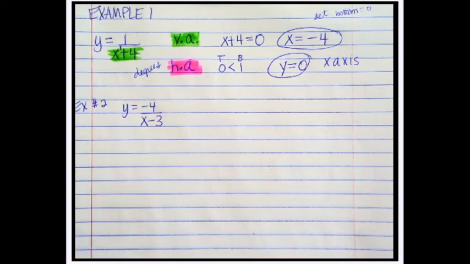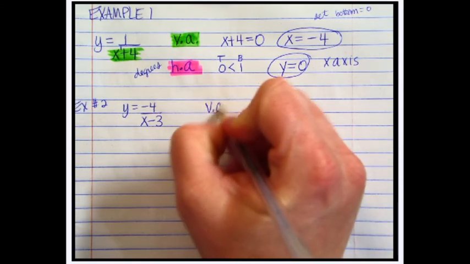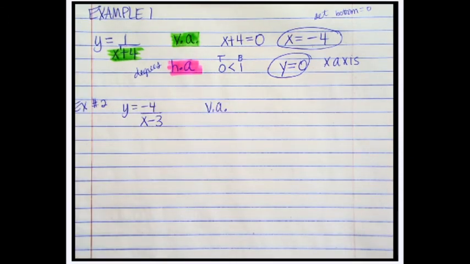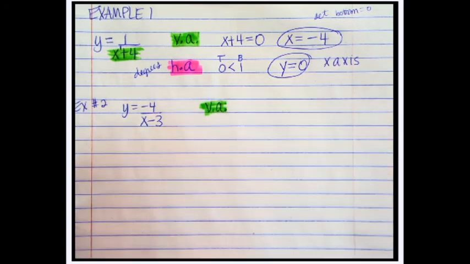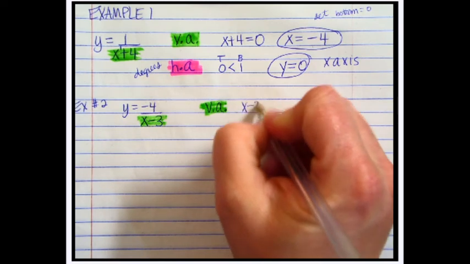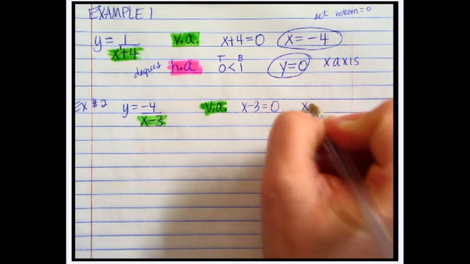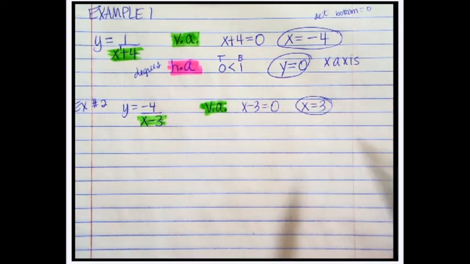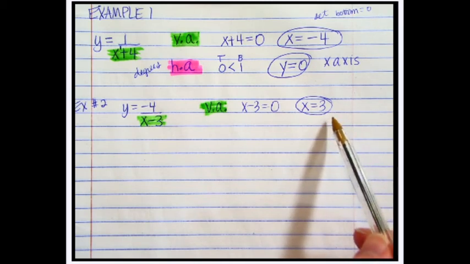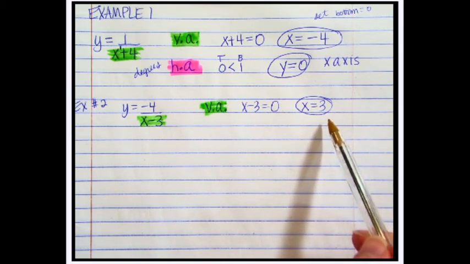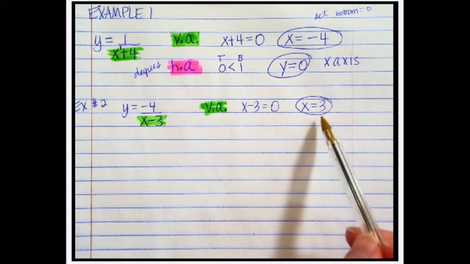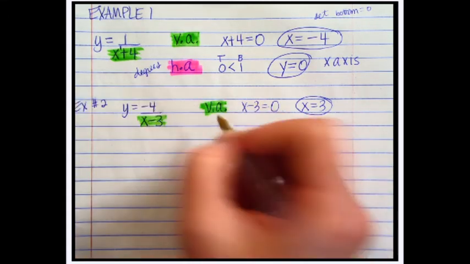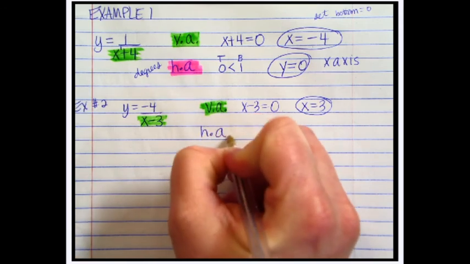But let's just check. Okay, so vertical asymptote, all you have to do is set the bottom equal to 0. And so x minus 3 equals 0. So x is equal to 3. And remember, you do have to put the equal to 3, or the x part, that is. Okay. And now let's look at our horizontal asymptote.